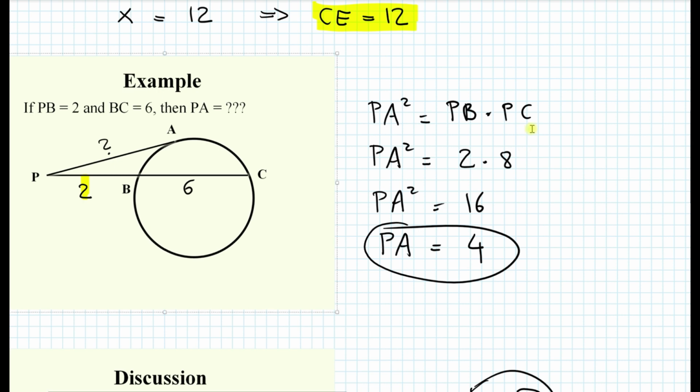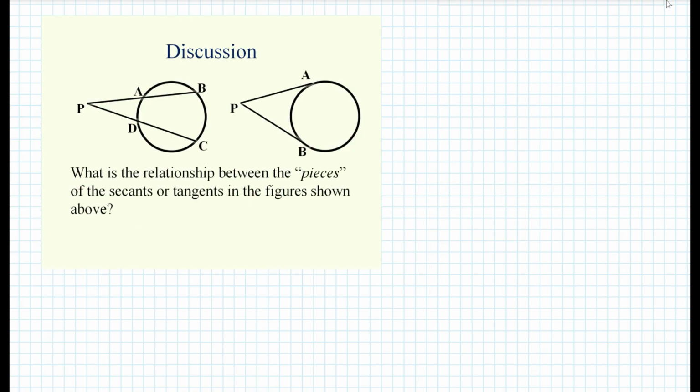Okay, so what happens if you have two secants or two tangents? Is there a relationship between the pieces of the segments? Well, let's discover that. Here's the discussion for you, or something to think about. What is the relationship between the pieces of the secants or tangents in the figure shown above? So the way you prove it is as follows. Let's look at the first case where you have two secants intersecting outside a circle at point P.